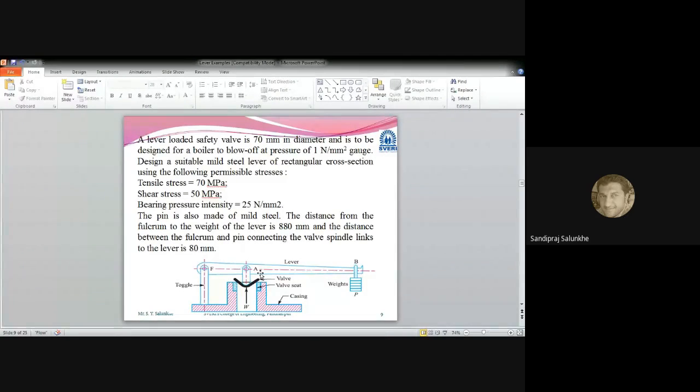That is nothing but the stress which will be induced in the pin will be the same. So we don't have to bother about the stress, how the stress will generate in that pin. So we are going to consider the pin at point A where the steam stop valve is connected to the lever.